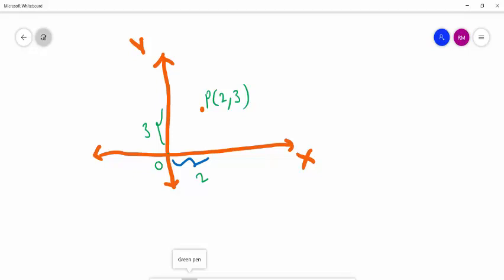Here in space we generalize this concept by taking a third coordinate: 2, 3, say 5. 5 is the distance from the origin in the vertical direction, that is say the z axis.